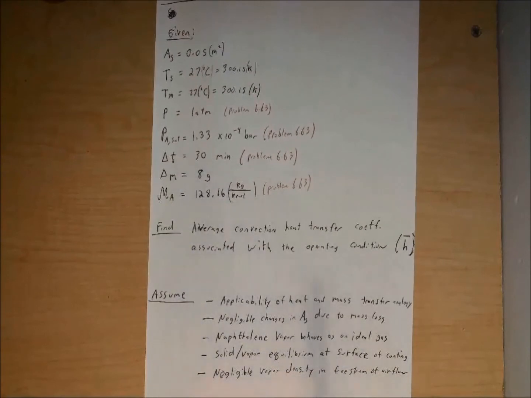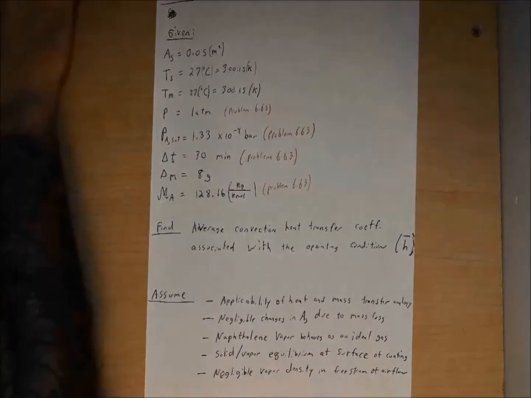Assumptions that we're going to make in this problem here: we're going to assume applicability of the heat and mass transfer analogy. We're going to assume negligible changes in A sub s due to mass loss. We're going to assume that naphthalene vapor behaves as an ideal gas. We're also going to assume that the solid-vapor equilibrium occurs at the surface of the coating. And we're going to assume negligible vapor density in the free stream airflow. So based on these 5 assumptions, we can now come up with a method for our solution.